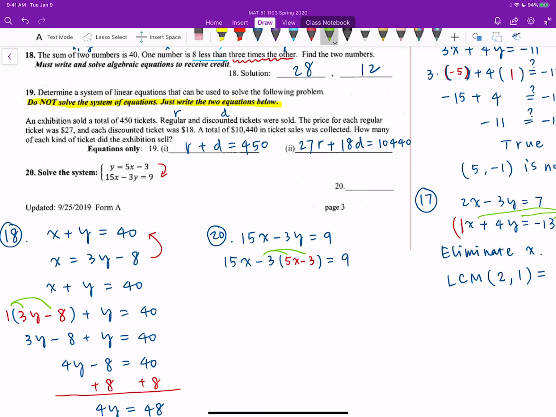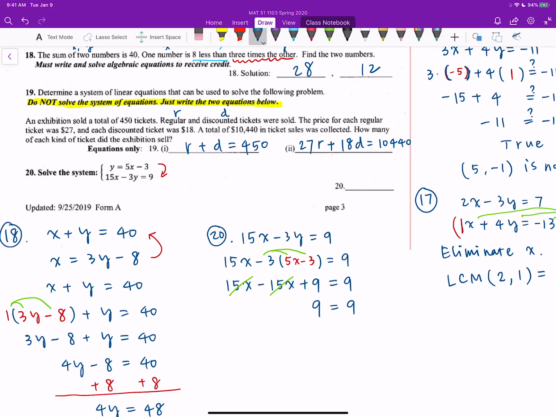Distributing negative 3. Since they have a negative sign, make sure you distribute along with the negative sign. Copy the first term, 15x. Negative 3 times positive 5x, that's negative 15x. Negative 3 times negative 3, that is positive 9, equals 9. Combine like terms on each side. On the left-hand side, funny thing happened. 15x minus 15x, they cancel out. All we have left is just a 9 on the left-hand side. On the right-hand side, you also have a 9, and then you have an equal sign in the middle.